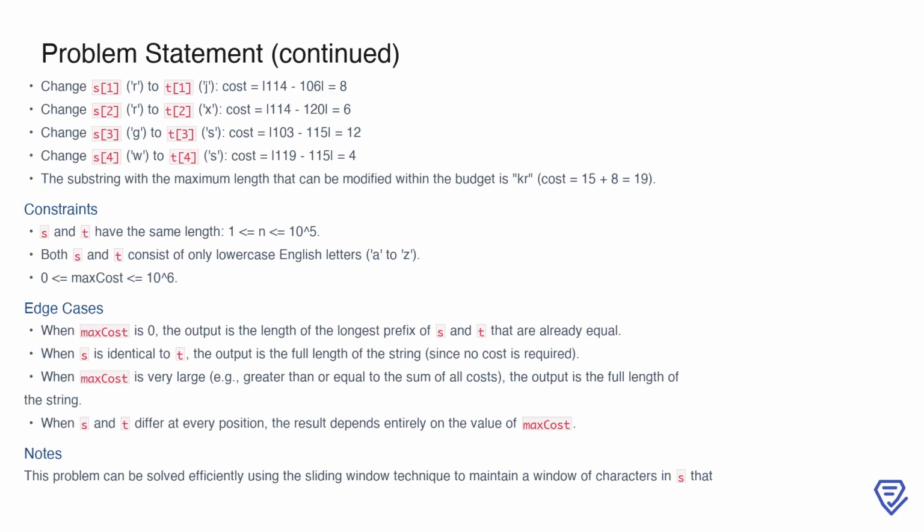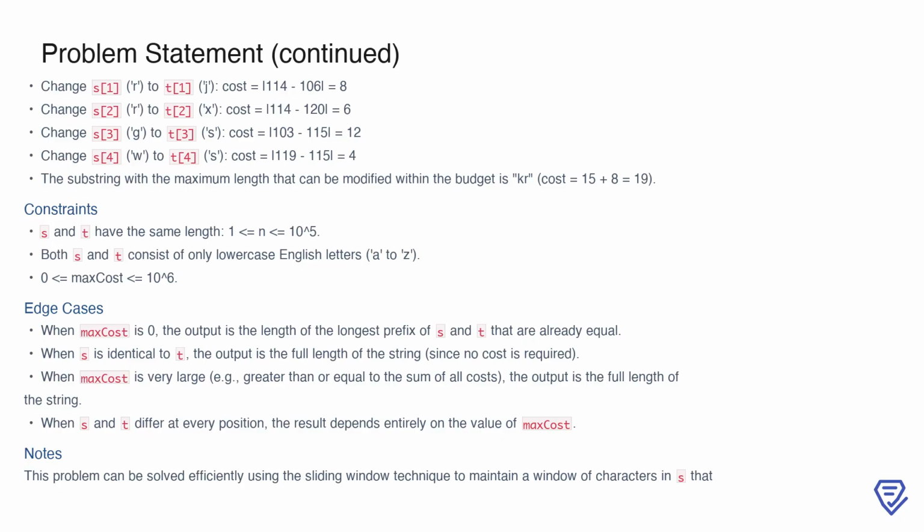Finally, let's review the constraints and edge cases. The length of S and T can range from 1 to 100,000, and the max cost can go from 0 to 1 million. Both strings will only contain lowercase English letters. When max cost is 0, only substrings with 0 conversion cost are valid, meaning the characters must match exactly. If S and T are identical, the maximum substring length is simply the length of the strings.